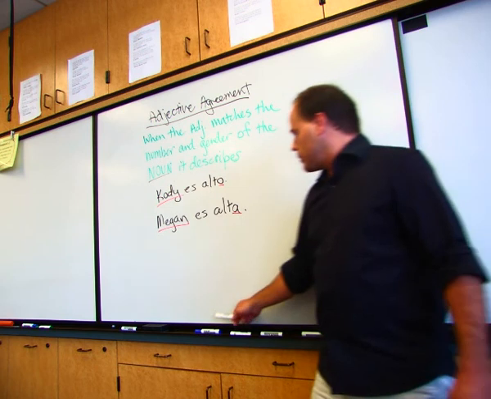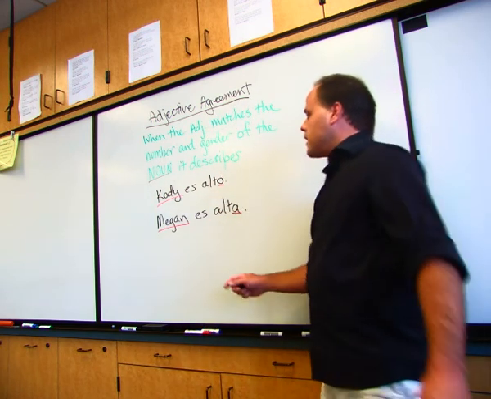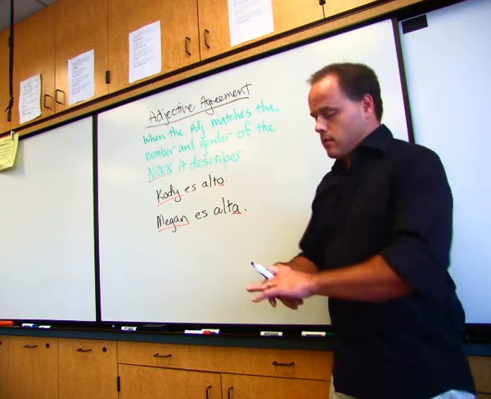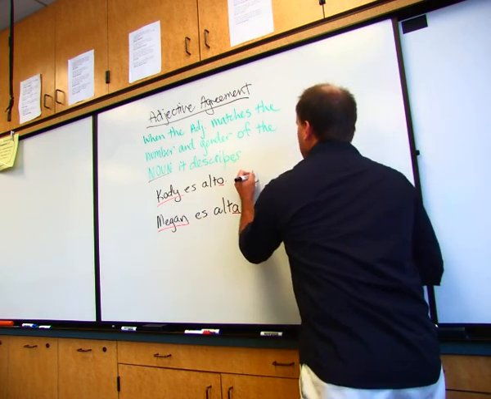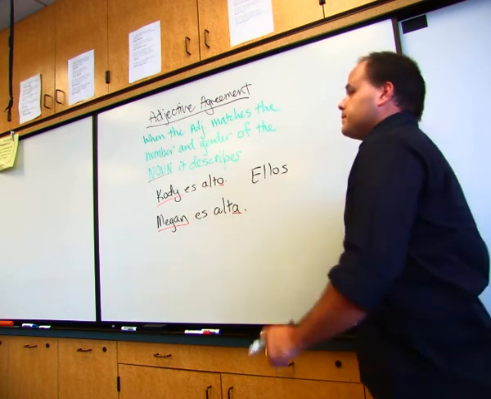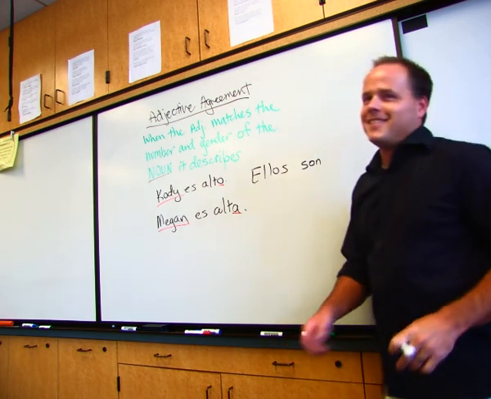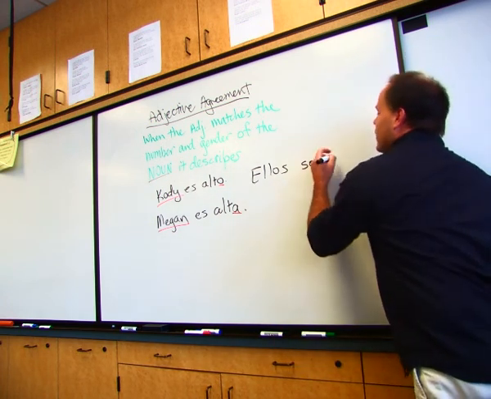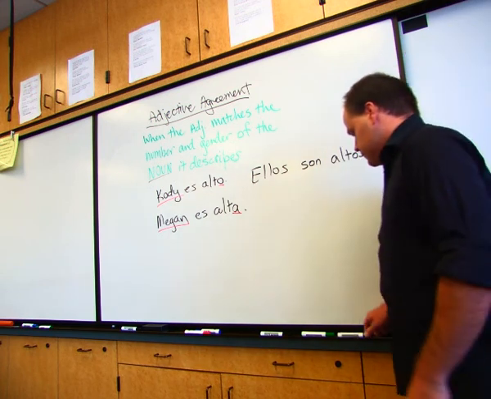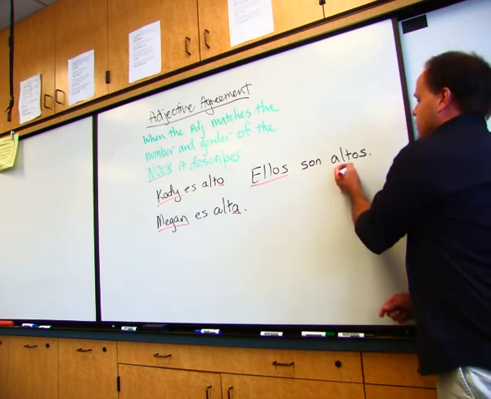Now, how will it match number? If we put them together, instead of saying Megan and Cody, we can also say they. How do we say they? Ellos. Now, being plural there, do we change the verb? Yes. That's what I was going to say. Ellos son, and we are going to go with altos. What did I do different? Because this is plural.